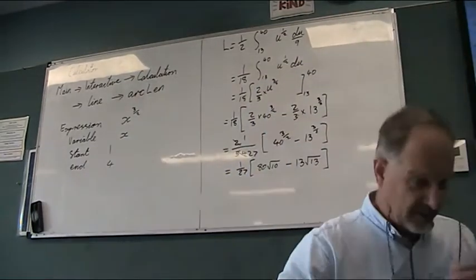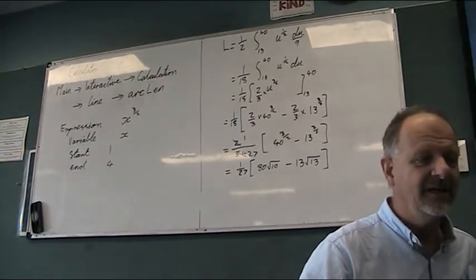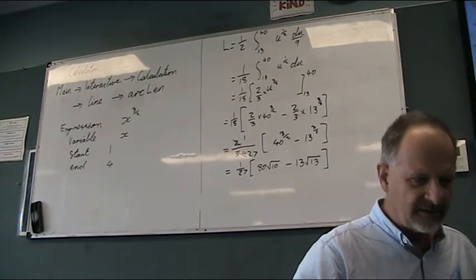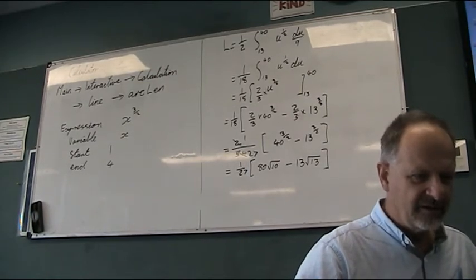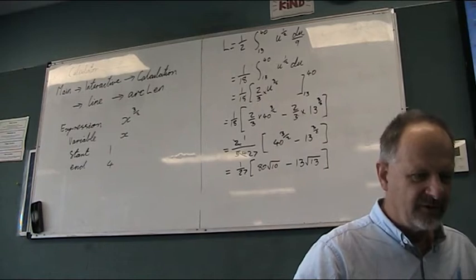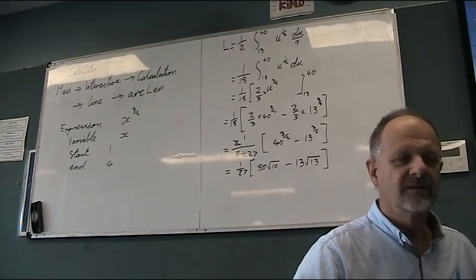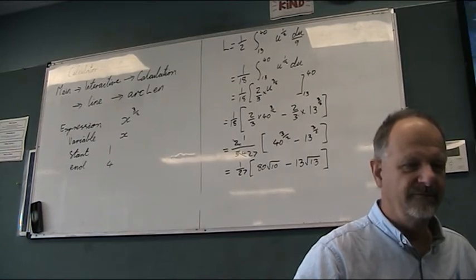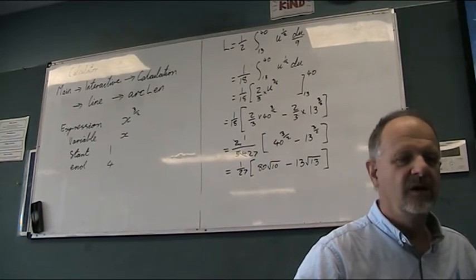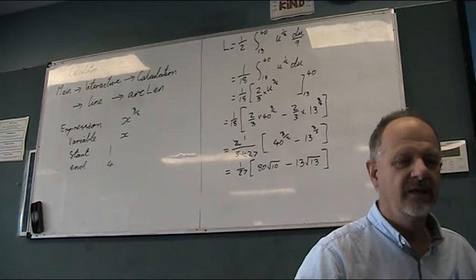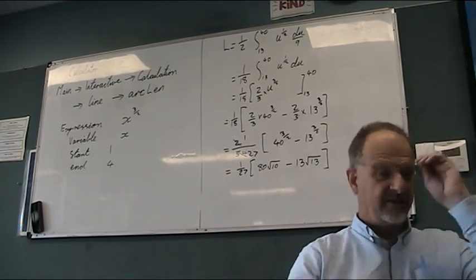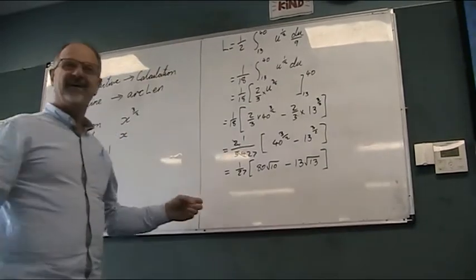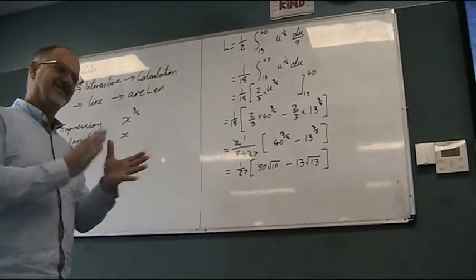So if we put those things in, x to the power of 3 over 2, start at 1, end at 4, okay, and so there it is, which is the same as what I've got. Hey, winner.